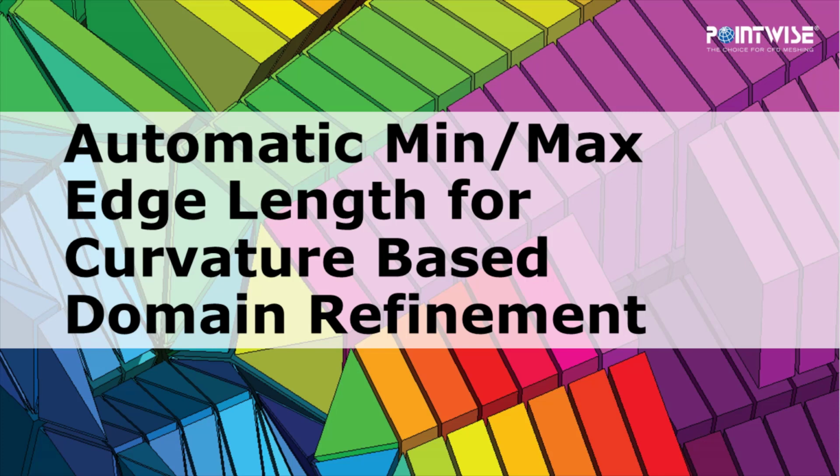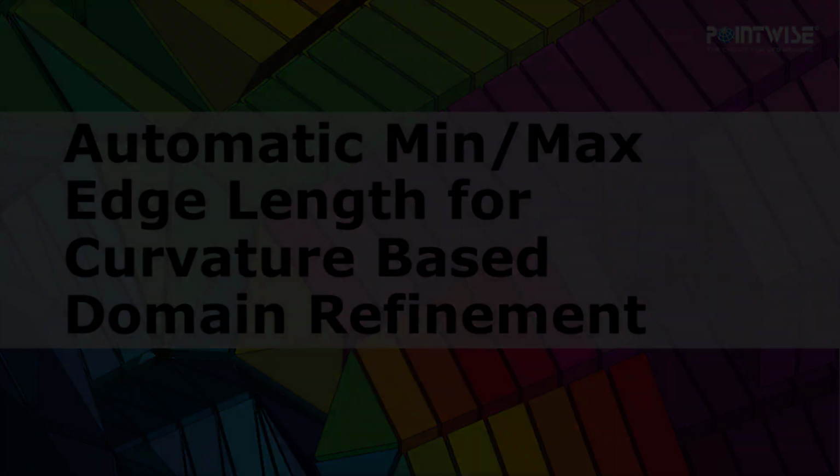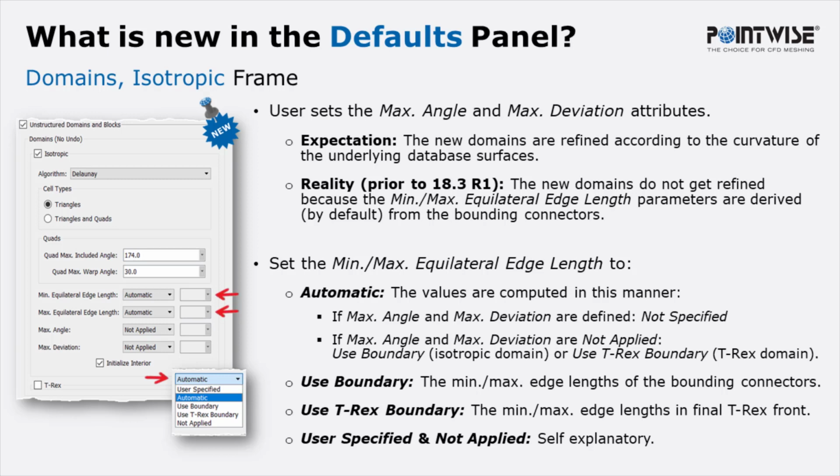Today we're going to be reviewing a feature added for 18.3 that was intended to simplify the curvature-based refinement for domains. On screen you'll see what has changed in the defaults panel. You'll see under minimum and maximum equilateral edge length there's a new option labeled automatic.